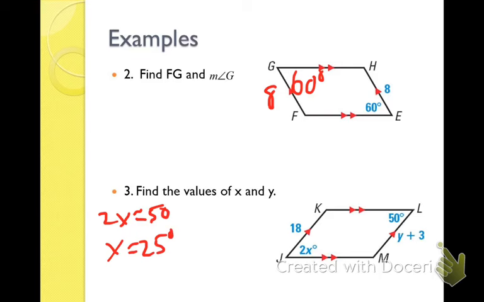And then the y, how could I find that, Eric? 18 minus 3. Or y plus 3. Yeah, y plus 3 equals 18, because their opposite sides are congruent, so y equals 15. All right, any questions there? Okay.